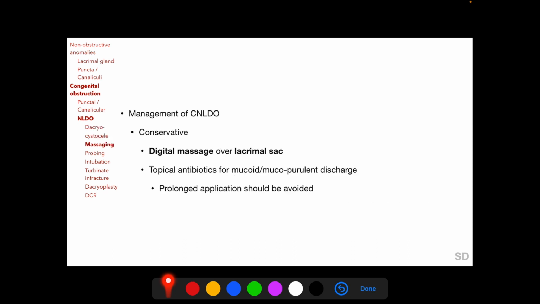Management of congenital obstruction in the nasolacrimal duct should start with digital massaging over the lacrimal sac area, and it is very important to make the patient's parents understand the exact location of the lacrimal sac area. Intermittent application of topical antibiotics may be required for mucoid or mucopurulent discharge, but prolonged application of topical antibiotics should be avoided to prevent emergence of drug-resistant strains of microorganisms.